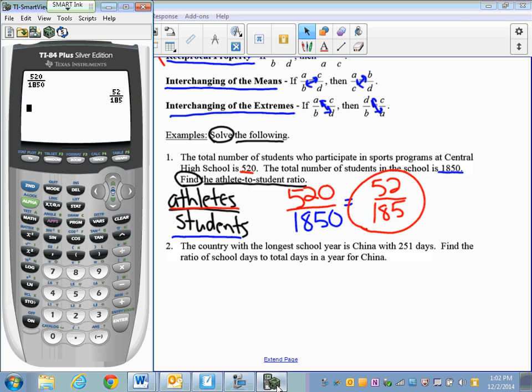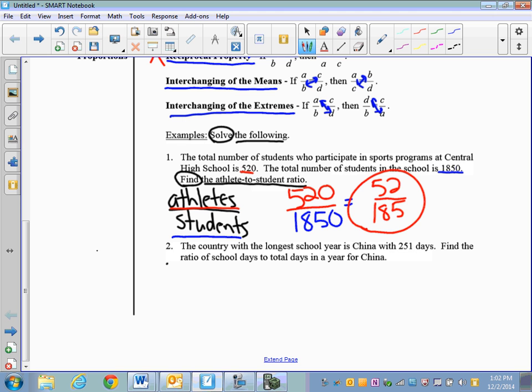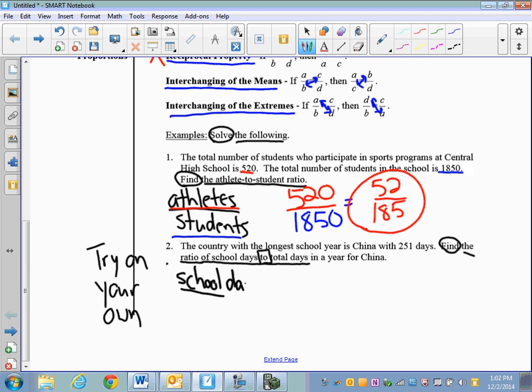We can also do the same thing with number 2. You should try this on your own. Remember, we're finding the ratio of school days to total days in a year. So school days goes on top of total days. And you should be able to finish that problem.